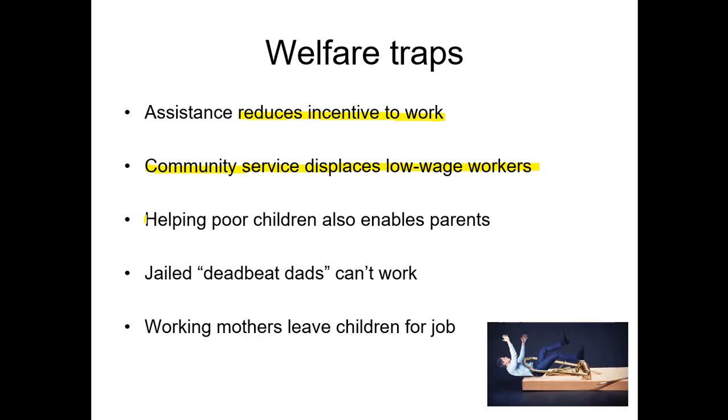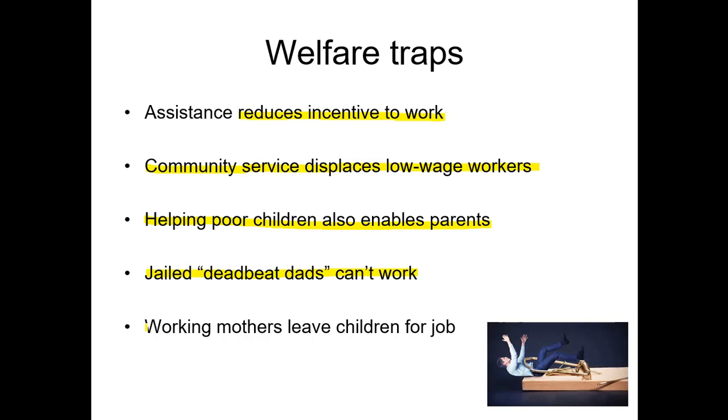So helping them is a clear priority, but helping them would also enable parents who may be on the welfare system. Another paradox is deadbeat dads who are not providing support for their kids, and putting them in jail prevents them from working to support their kids. And we see that close to a majority of the poverty, well, about 40% of people in poverty, are single parent families headed by women.